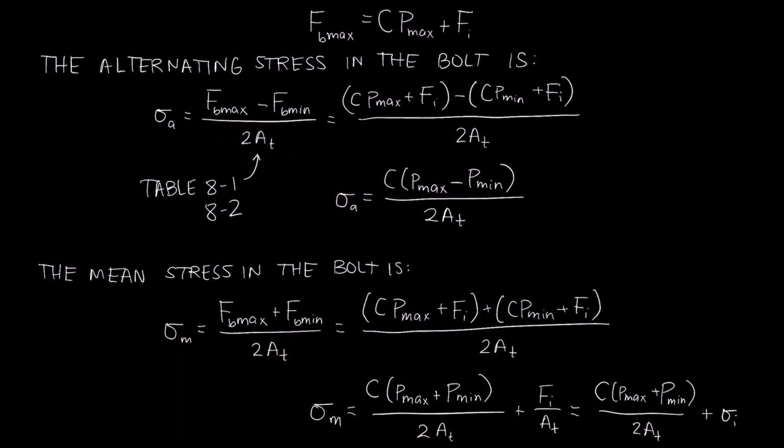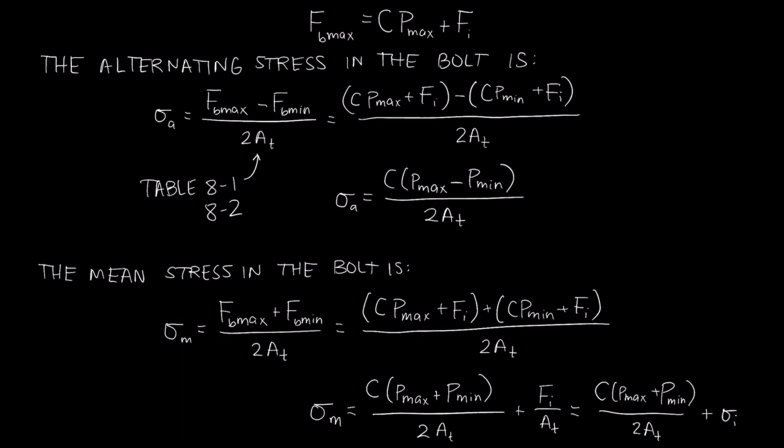But if for some reason you want to calculate the stresses in the smooth shank portion of your threaded fastener, then you would not use the tensile stress area here. Instead, you would use the cross-sectional area of the diameter of the bolt.